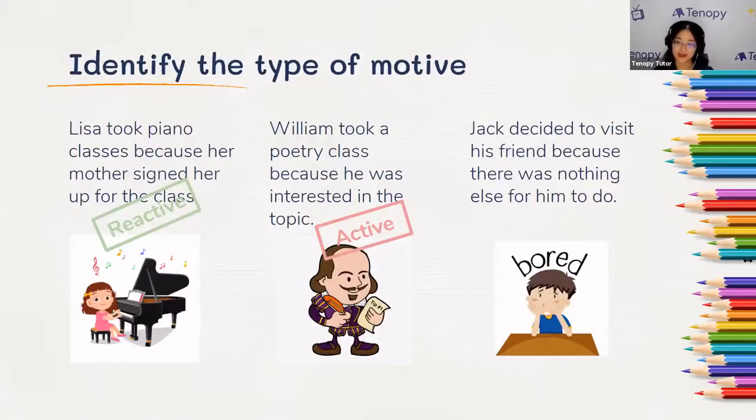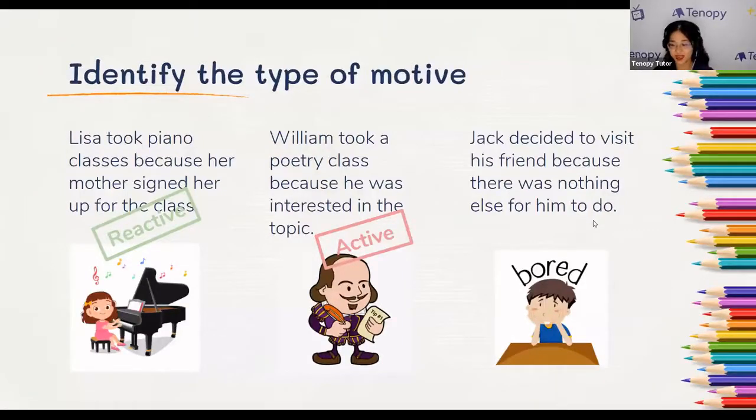Yes, thank you, Sarah. All right, so Jack decided to visit his friend because there was nothing else for him to do. This "him" still refers to Jack, because there was nothing else for Jack to do. So there's nothing else for him to do, so he chose to visit his friend. Although there is a second character, his friend, in the sentence, this friend doesn't really perform any action in the story. The friend is simply there. You can replace the friend with visit the zoo or visit the park. It works the same way. The decision of visiting is still made by Jack himself. Therefore, this is an active reason.